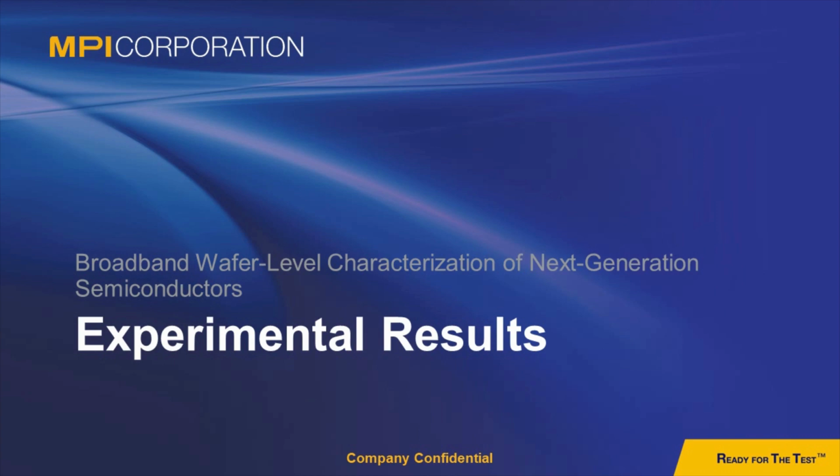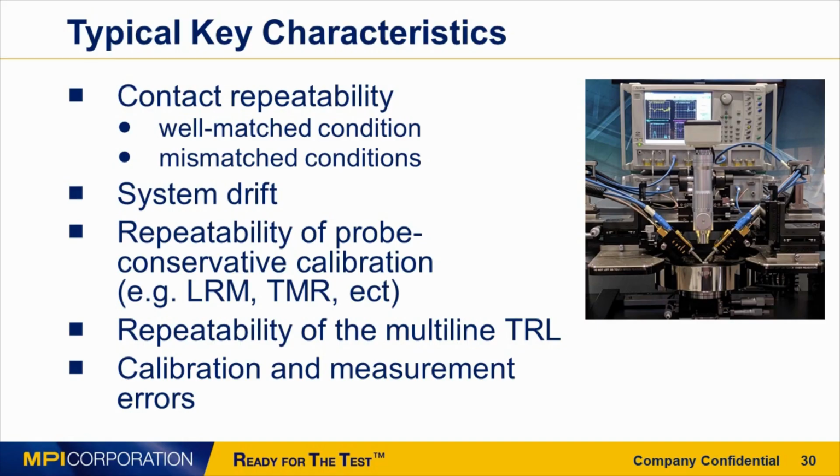Now I would like to present selected experimental results that demonstrate the system calibration accuracy, measurement repeatability, and the broadband characteristics of an active device under test. Typical key characteristics of the integrated wafer-level measurement system are contact repeatability for well-matched and mismatched conditions, system drift, repeatability of the LRM probe conservative calibration method, and the multi-line TRL calibration, where we readjust the probes, the probe-to-probe distance, and typical calibration and measurement errors.